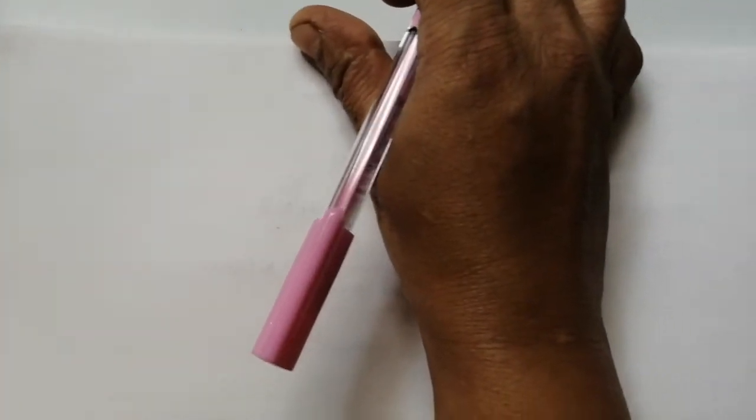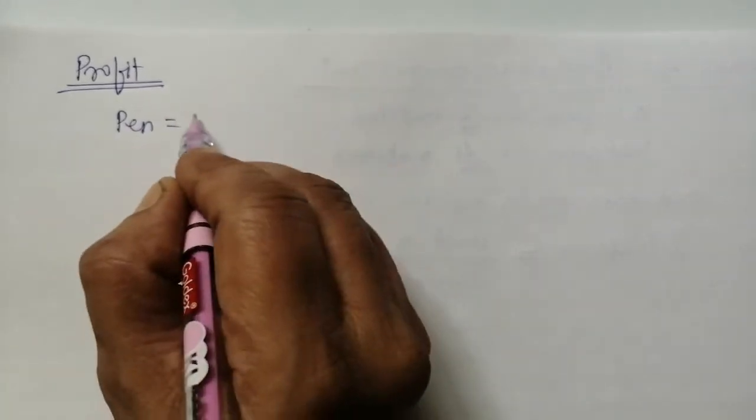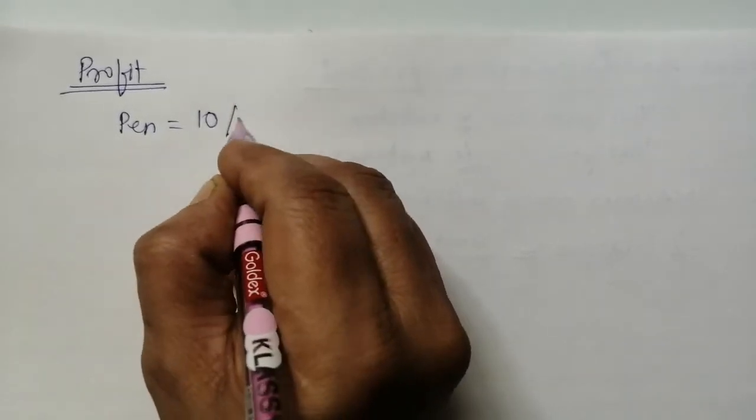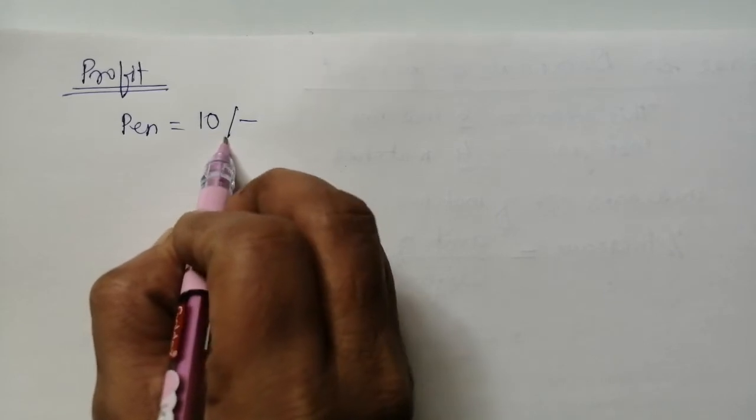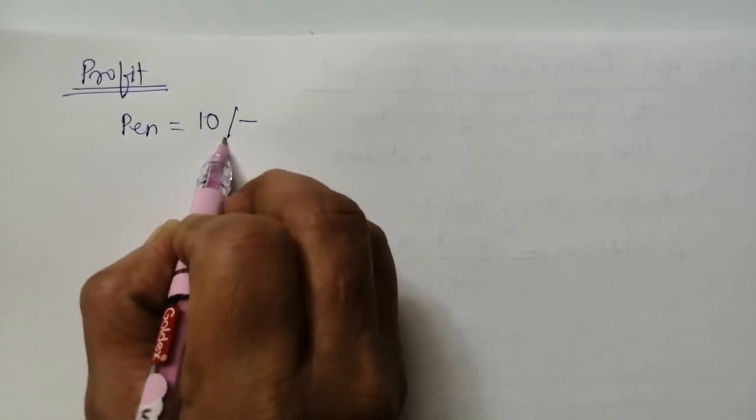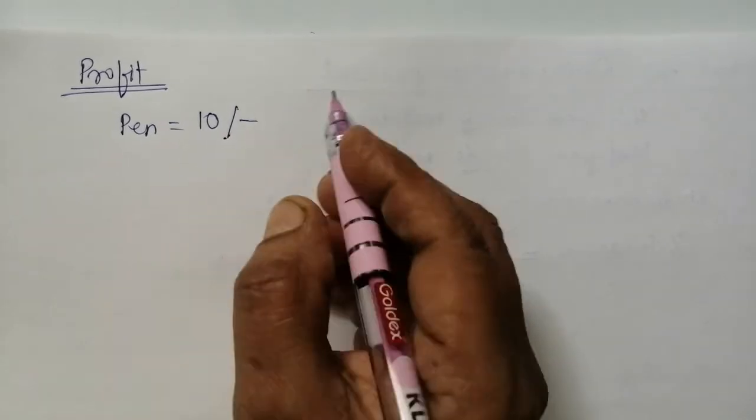Now we will discuss profit and loss. First of all, let me discuss profit. Suppose we talk about a pen. One pen you have bought, and the cost of that pen is 8 rupees or 10 rupees. Suppose you bought this pen for 10 rupees and you sold it for 12 rupees.